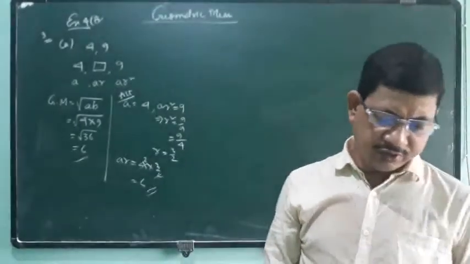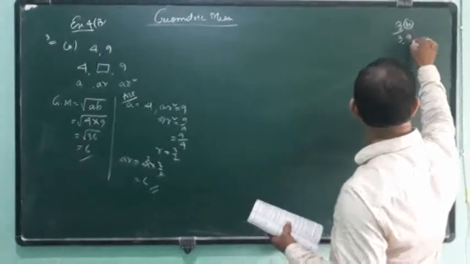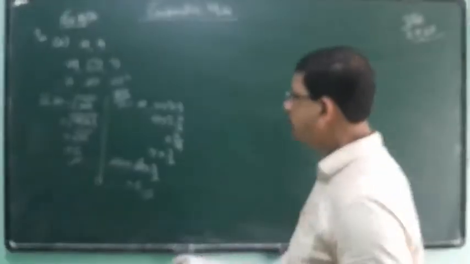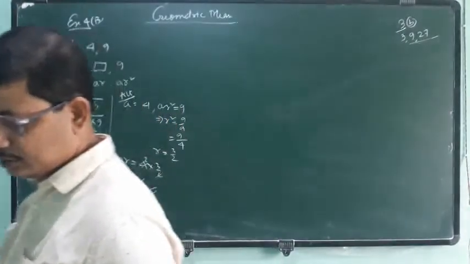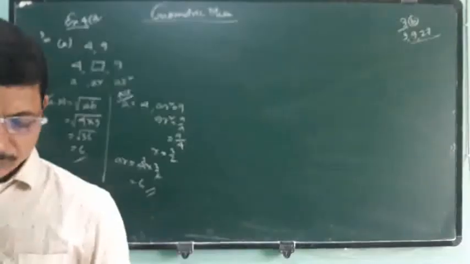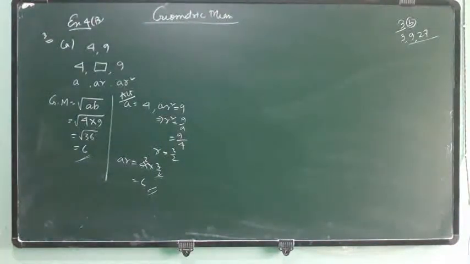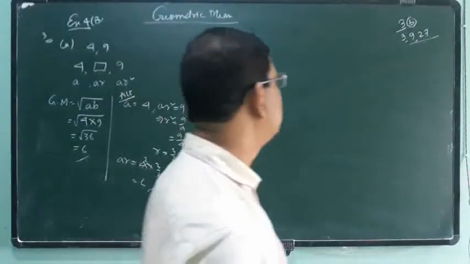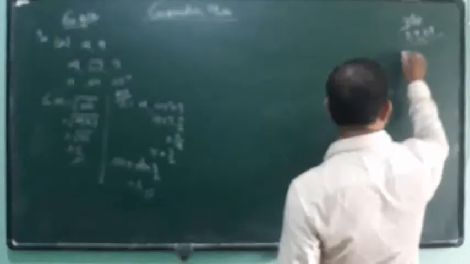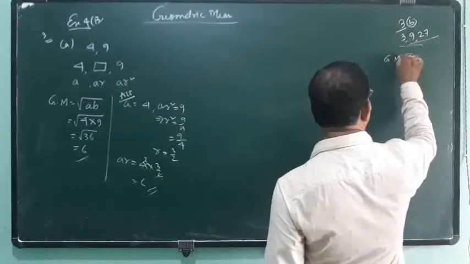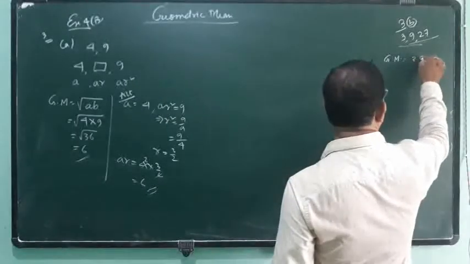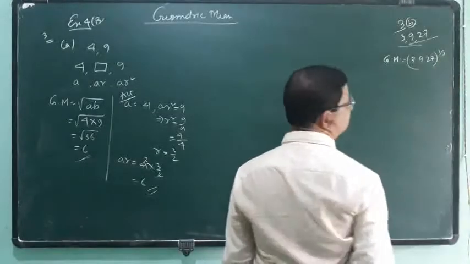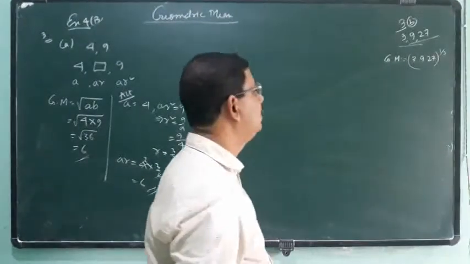Now this 3b, you have to find the geometric mean of these three numbers. How to do geometric mean? You have to multiply. I am just giving the hints. The geometric mean will be 3 into 9 into 27, then what is the power? Power of 1 by 3. Then it will be the value of the geometric mean.